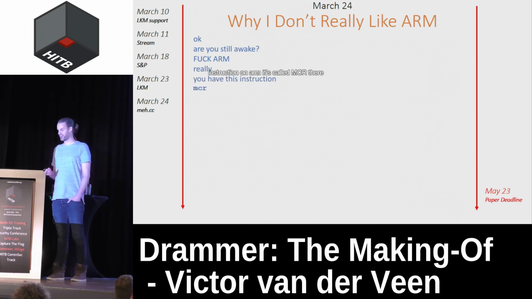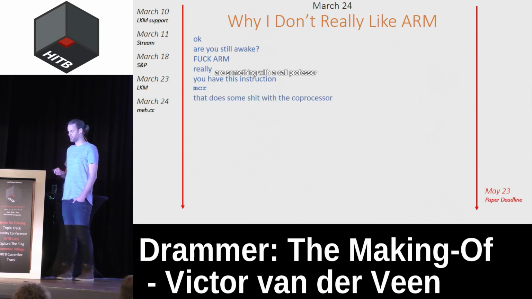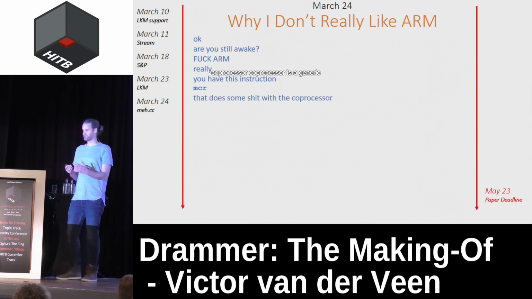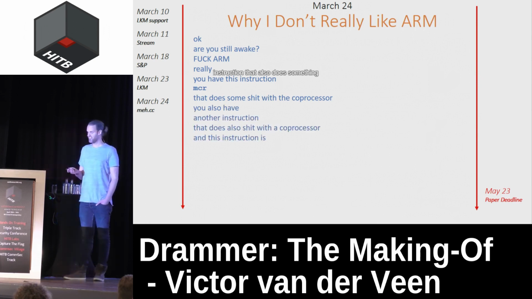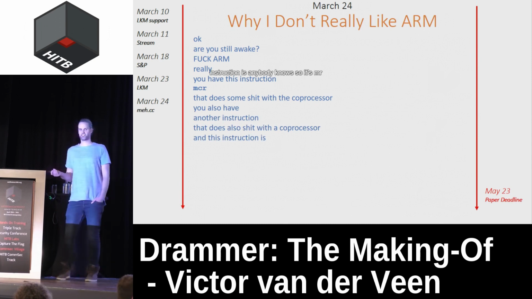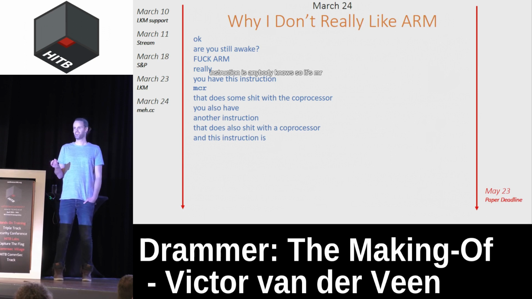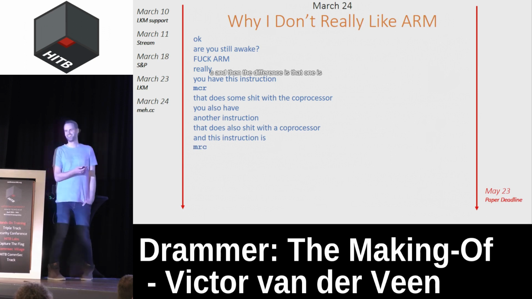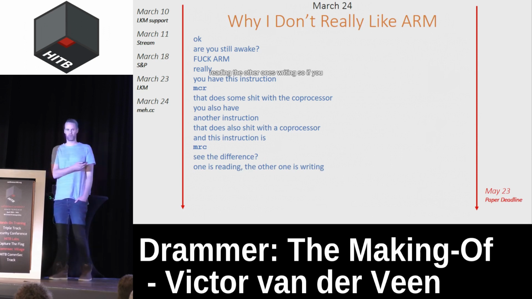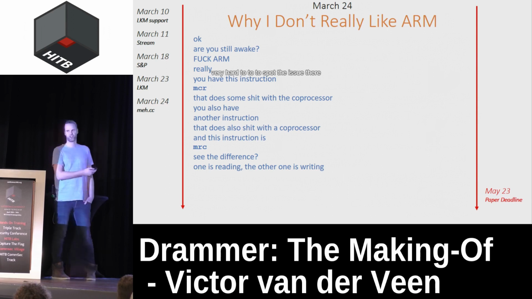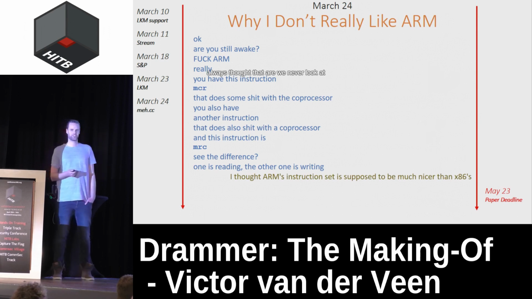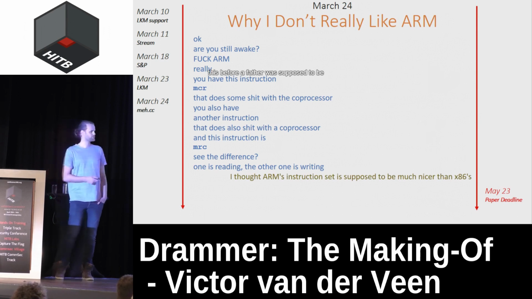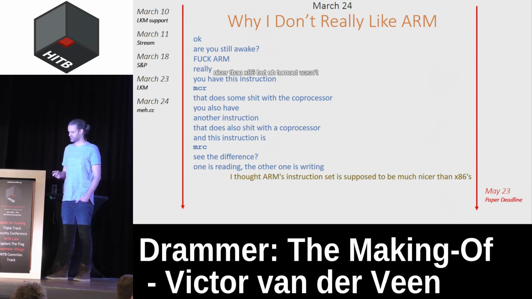So we have this instruction on ARM, it's called MCR, that does something with a coprocessor. Coprocessor is a generic word here. But then you have another instruction that also does something with a coprocessor, and this instruction is, anyone who knows? So it's MRC. And then the difference is that one is reading and the other one's writing. So if you have a typo in your assembly code, it was very hard to spot the issue there. Anyway, Kaveh's response was, yeah, I always thought that ARM, we never looked at this before, but I thought it was supposed to be nicer than x86, but turned out it wasn't really.